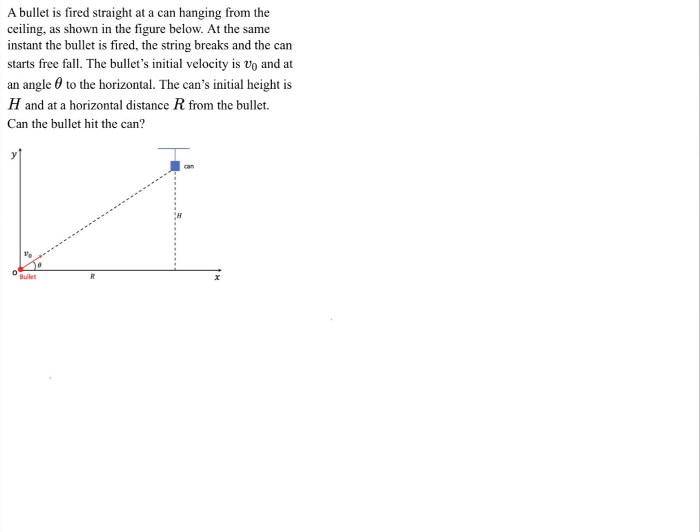A bullet is fired straight at a can hanging from the ceiling, as shown in the figure below. At the same instant the bullet is fired, the string breaks and the can starts free fall. The bullet's initial velocity is v initial, at an angle theta to the horizontal. The can's initial height is h, at a horizontal distance r from the bullet. Can the bullet hit the can?